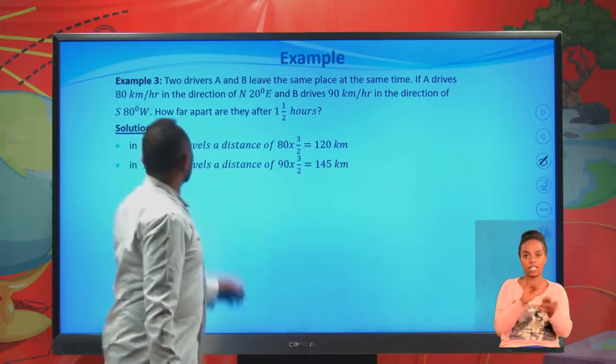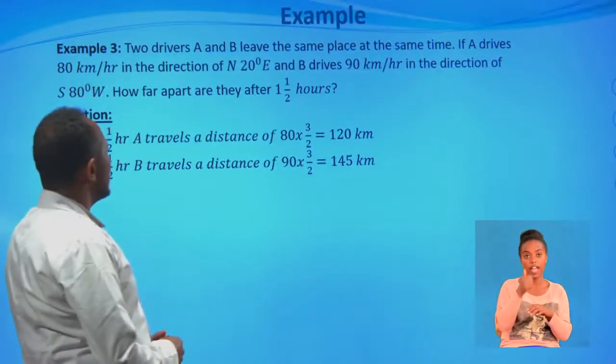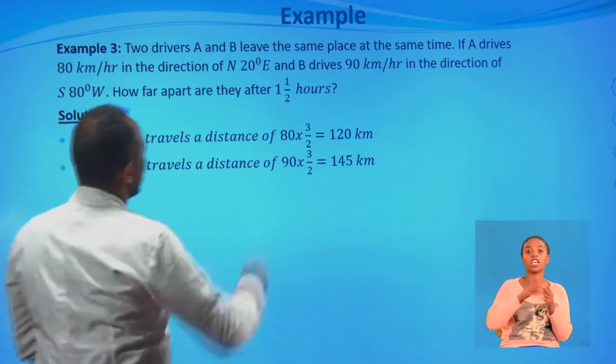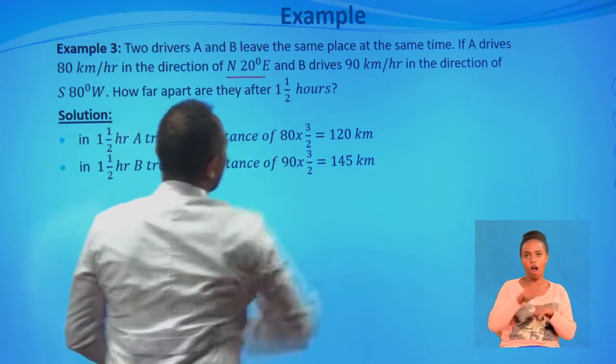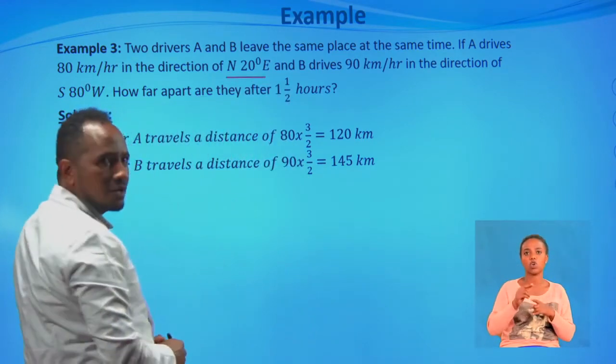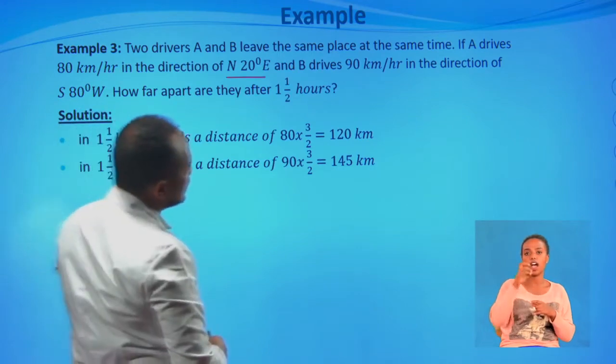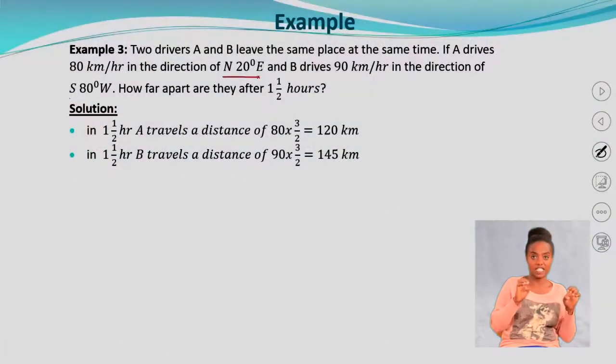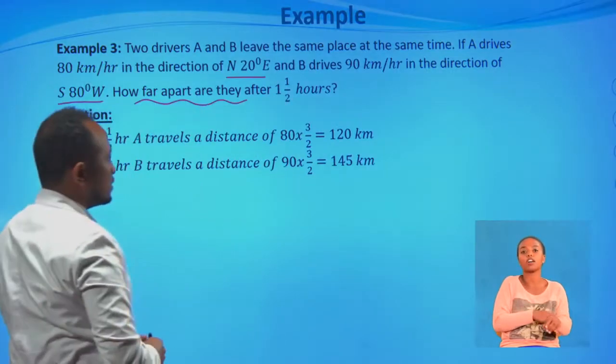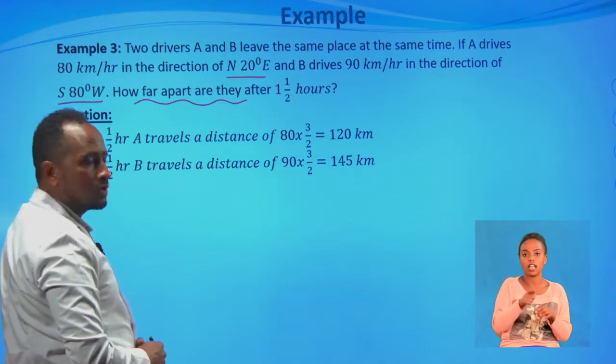If A drives 80 km per hour in the direction of 20 degrees north of east and B drives 90 km per hour in the direction of south 80 degrees west, how far apart are they after 1.5 hours?